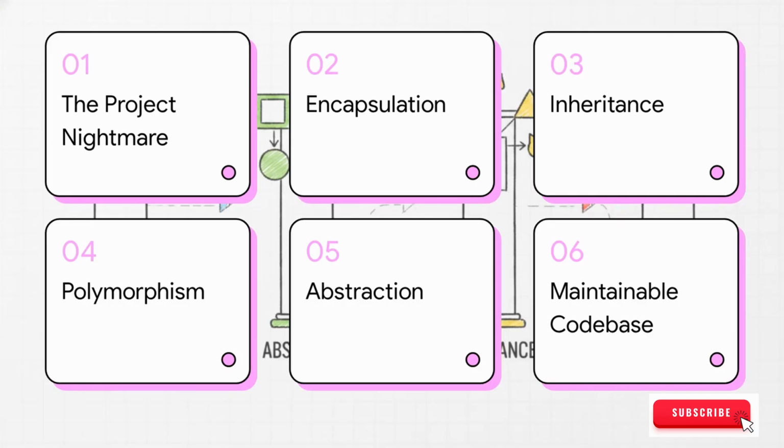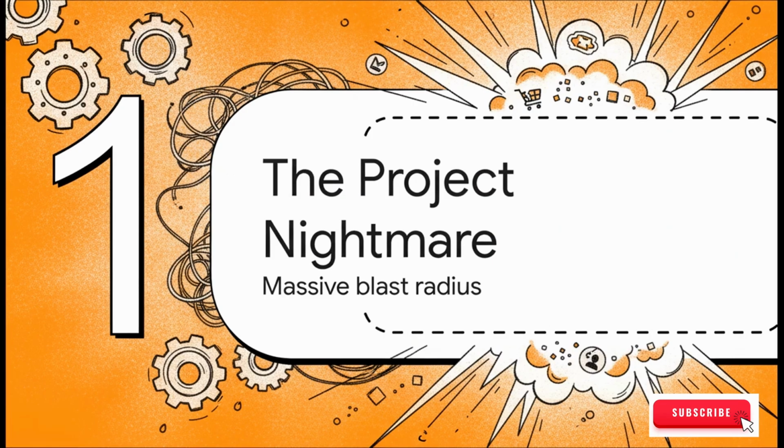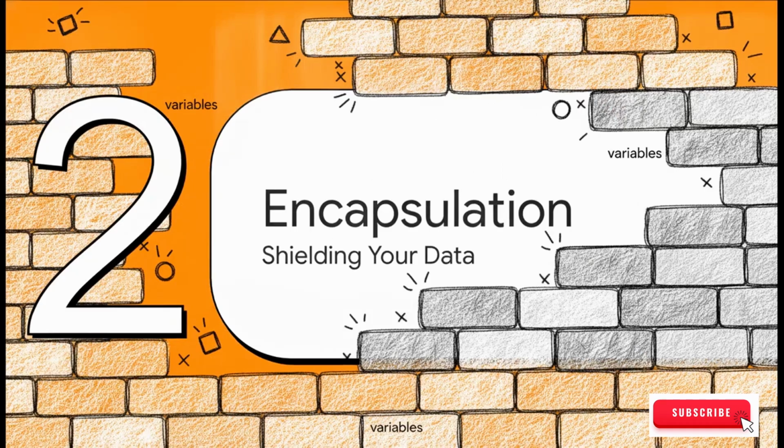Okay, so here's our roadmap for today. First, the large project nightmare. Second, encapsulation, shielding your data. Third, inheritance, reusing existing code. Fourth, polymorphism, flexible object behaviors. Fifth, abstraction, hiding the complexity. And finally, number 6, the maintainable codebase. Let's dive right in. Section 1. The Large Project Nightmare. Moving right along to Section 2, encapsulation, shielding your data.